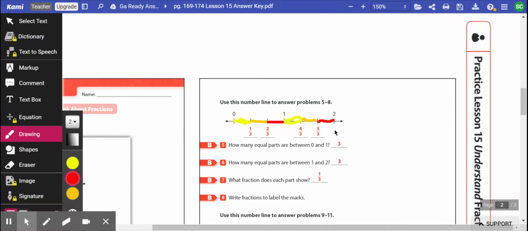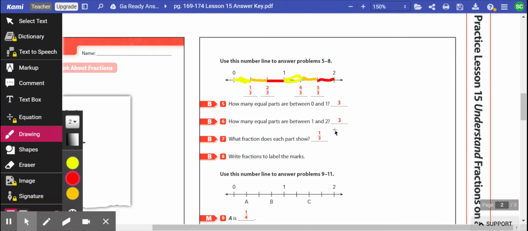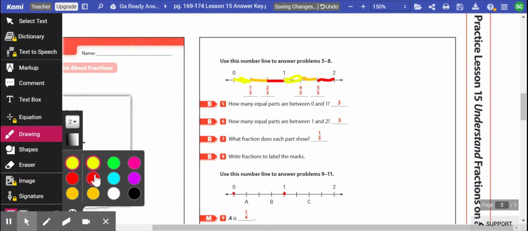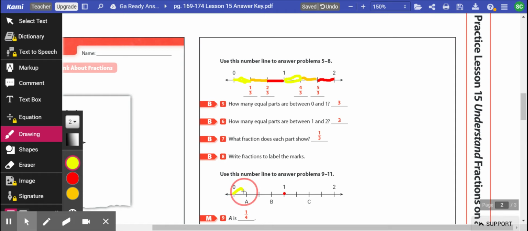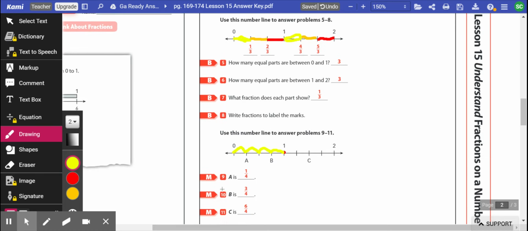Okay, scrolling down, we're going to use this next number line to answer problems 9 through 11. So first, let's look from 0 to 1 and figure out how many sections we have. So we have 1, 2, 3, 4 parts. So that means this number line is broken into fourths. So A is at 0/4, 1/4. B is at 1, 2, 3/4.